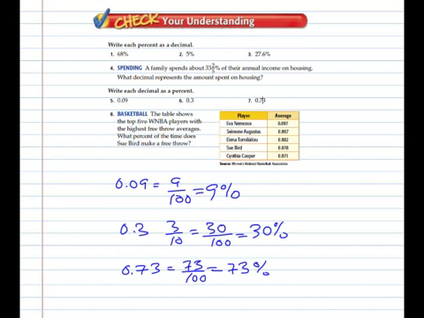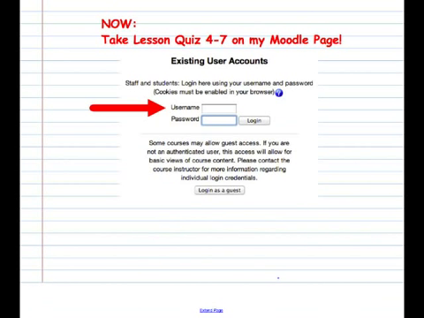The table shows the top 5 WNBA players with the highest free throw averages. What percent of the time does Sue Bird make a free throw? Sue Bird, 0.878. I'm going to go D to P, which means I'm moving from left to right. My answer is 87.8%.